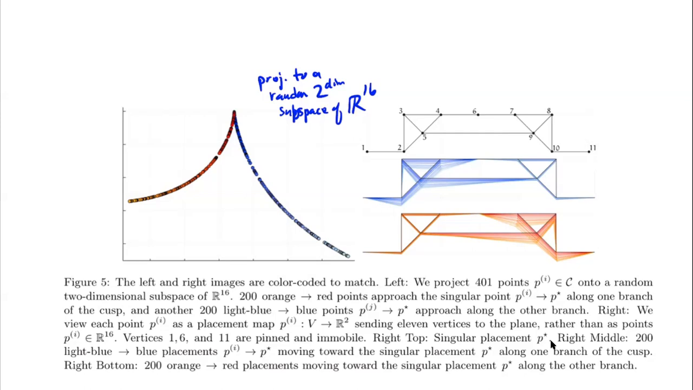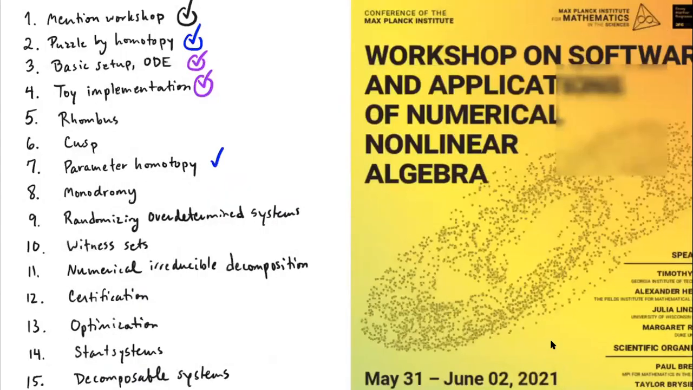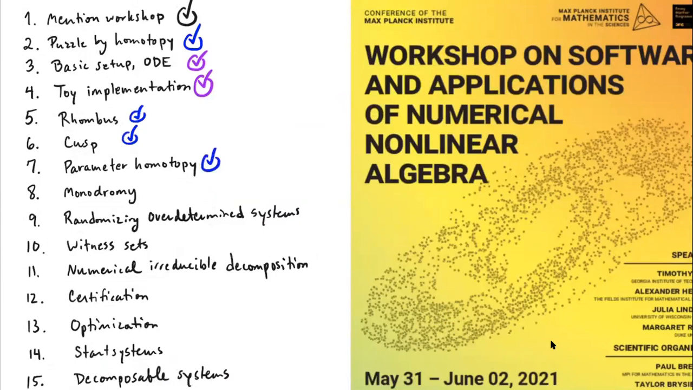Yes, so this is a question: how are we able to solve so many so quickly? Because each point is me solving, right? And that brings us to our next topic. Okay, so we're done with the rhombus. Thank you, Will, for moving me along. How are we able to do that? Well, the answer is parameter homotopy. So let's talk about that. And actually monodromy, which we might get to today, is even more efficient. But first let's talk about parameter homotopy.